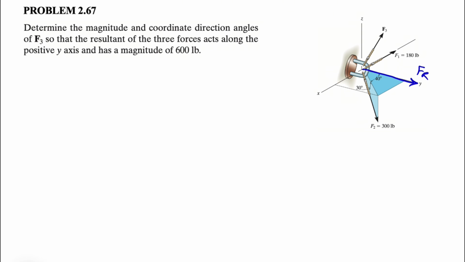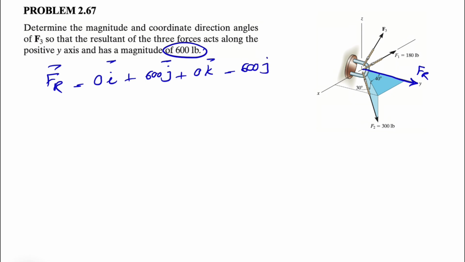We also know that the magnitude of FR is 600 Newton. If we want to show FR in vector format, as I mentioned, we don't have any x and z component, and since it's along the positive y-axis, we have 600, which is the magnitude. So our FR is basically 600j, in the y direction.